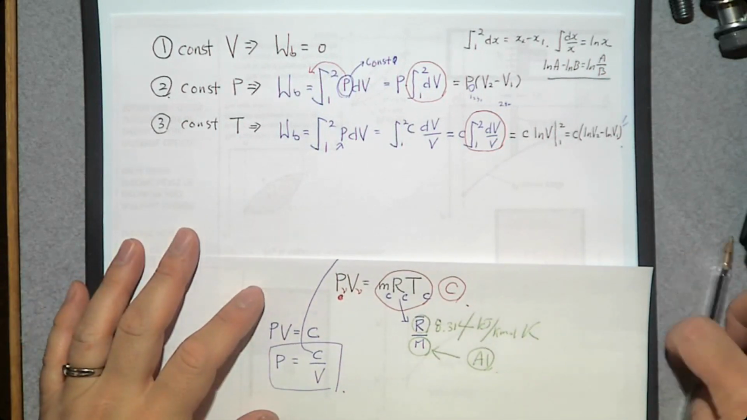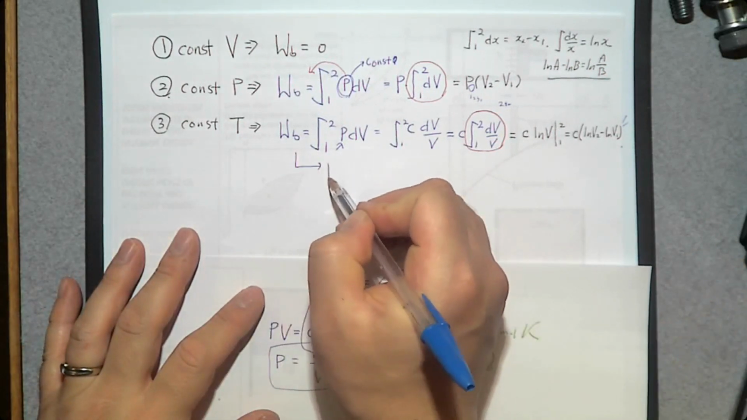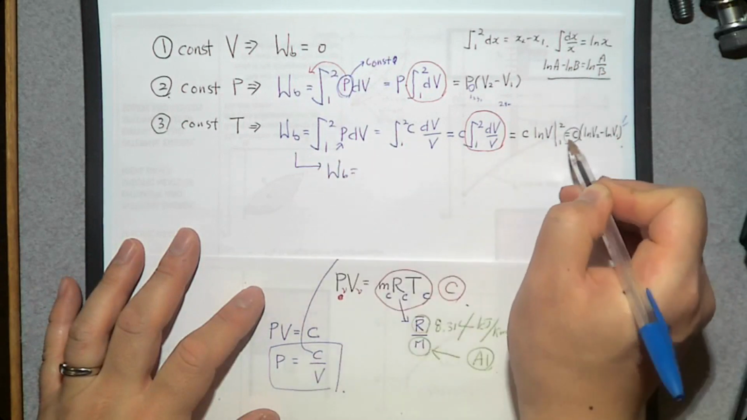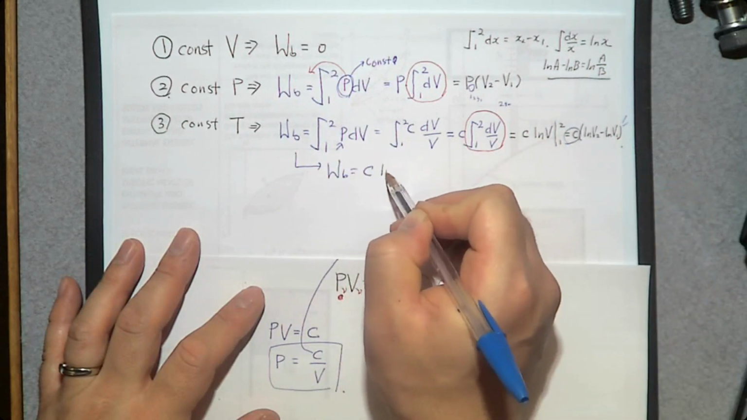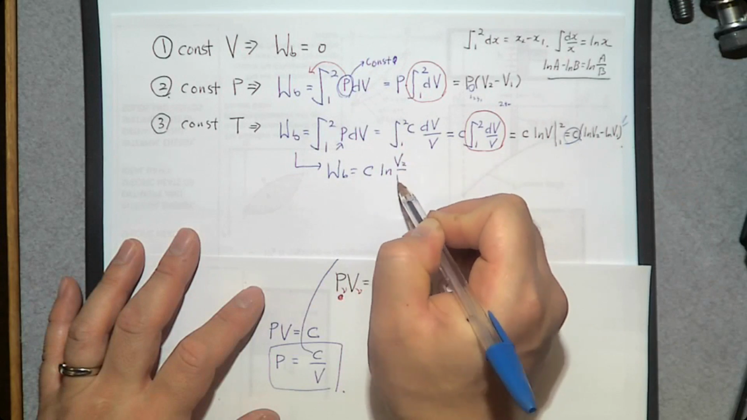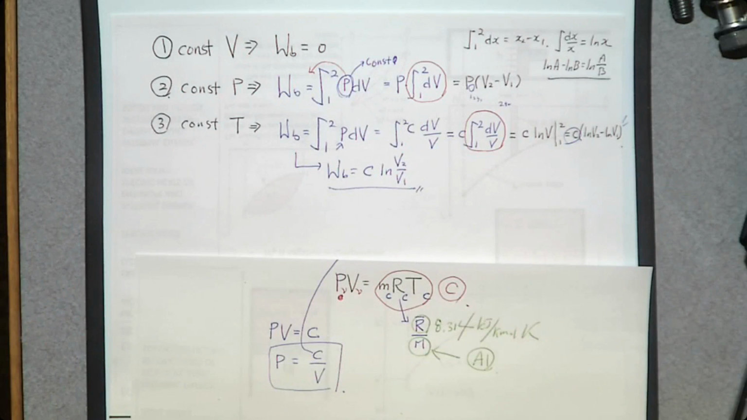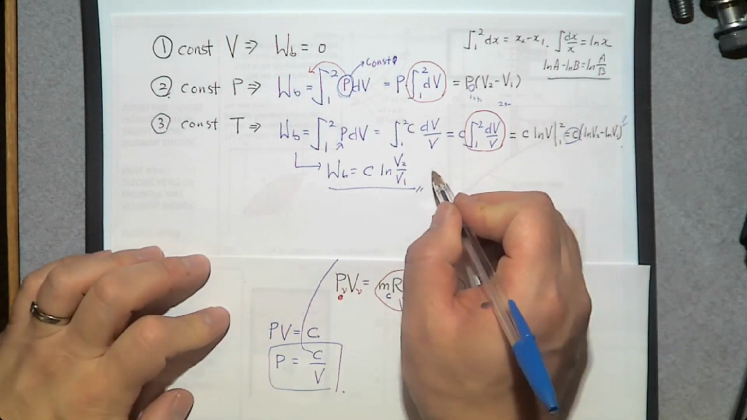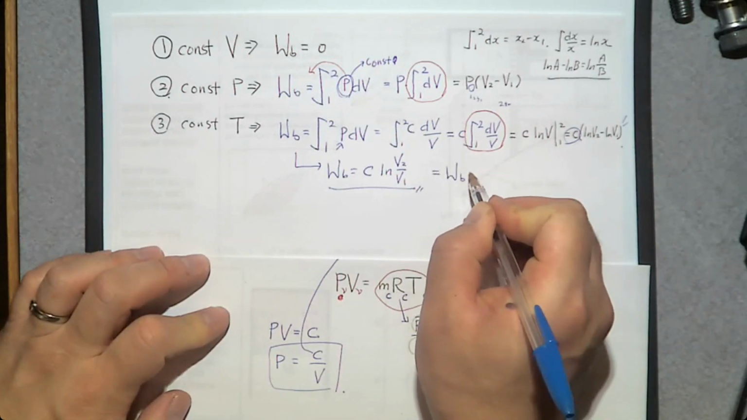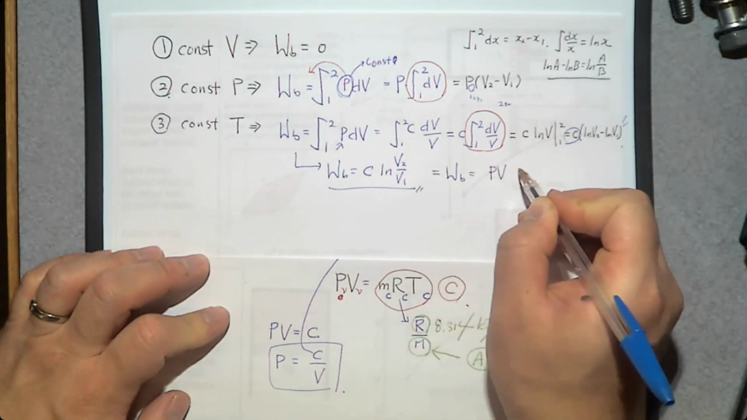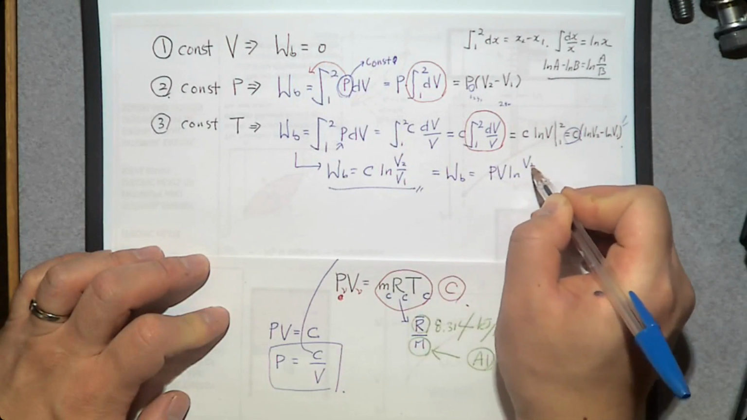So then WB becomes this C times natural log V2 over V1. Is that it? Now, this C is unknown. So what is this C? This C is pressure times volume. So I can write WB is pressure times volume natural log V2 over V1.